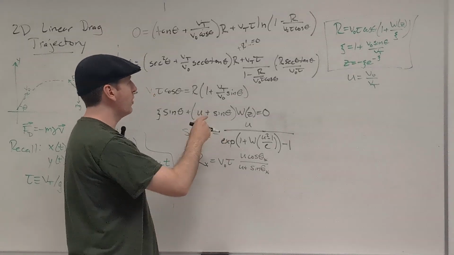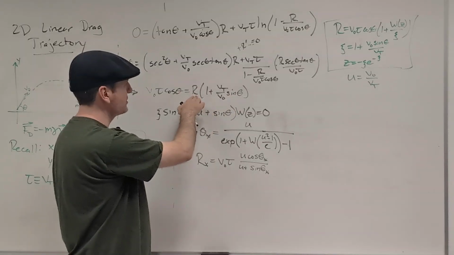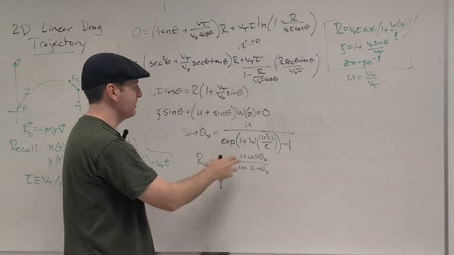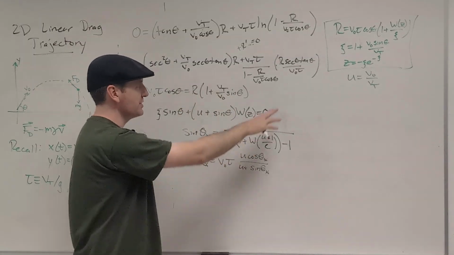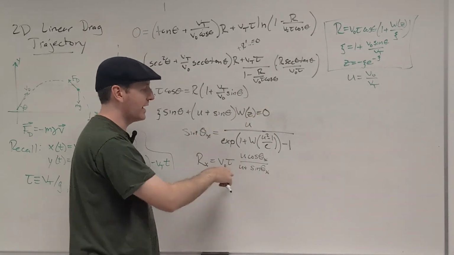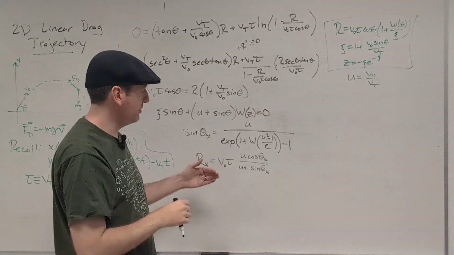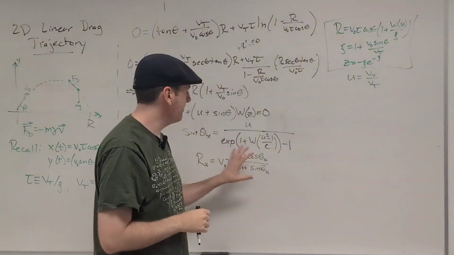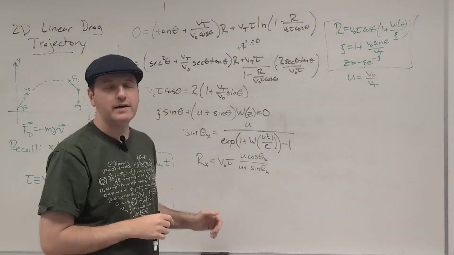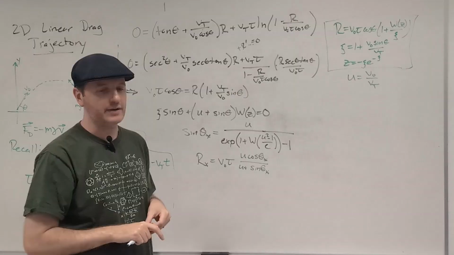And then if you want to take that and plug it back in here to solve for r, at least implicitly, I just quickly did that using that u, we get our actual maximum range. So if I plug in this particular value of sine theta, also I'll need a cosine there, we can get what that maximal range is.